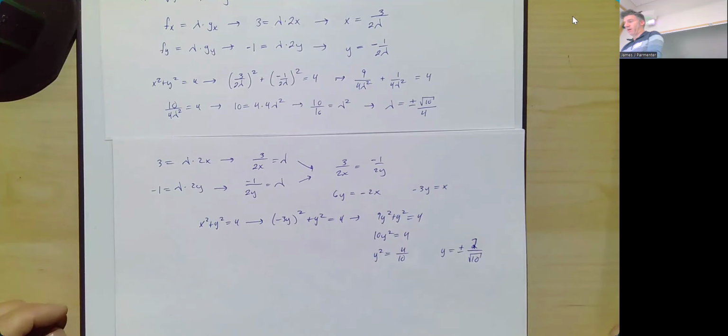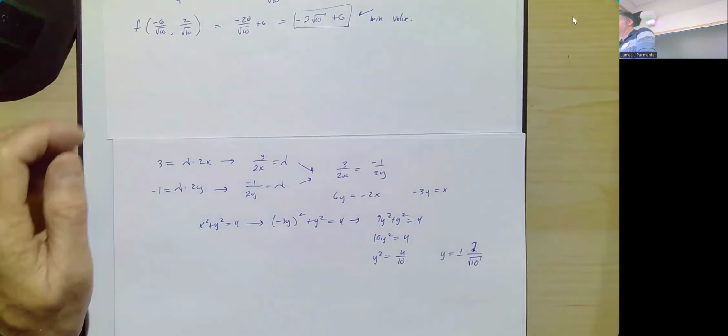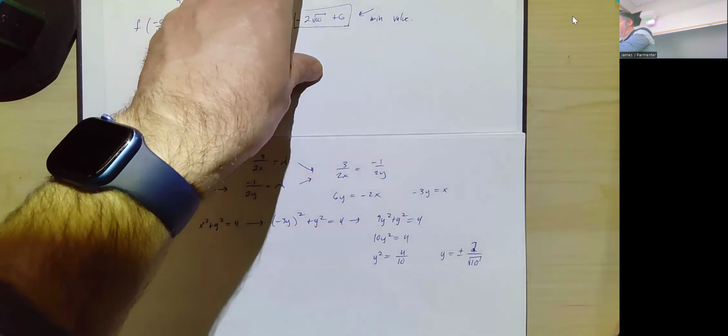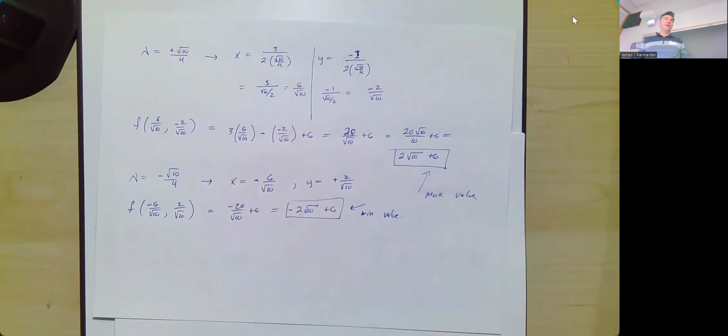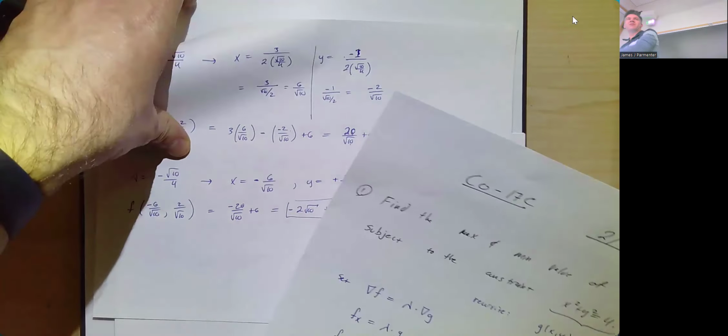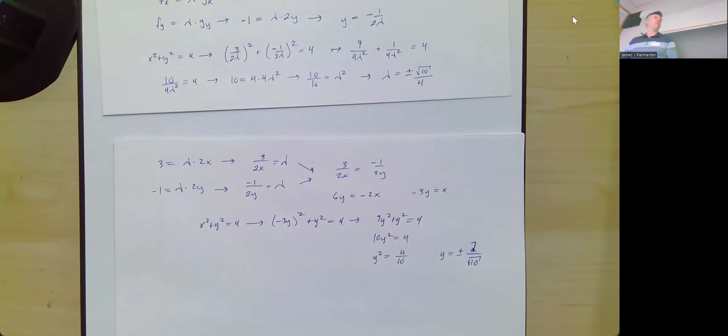Which are the values we got for y, I hope. Let me go back and look. Let's see, y. Yeah, those are the values we got for y. We got y equal to negative 2 over root 10 and positive 2 over root 10. So it'll get you to the same place typically. Sometimes things are a little weird though. So either way should be fine.